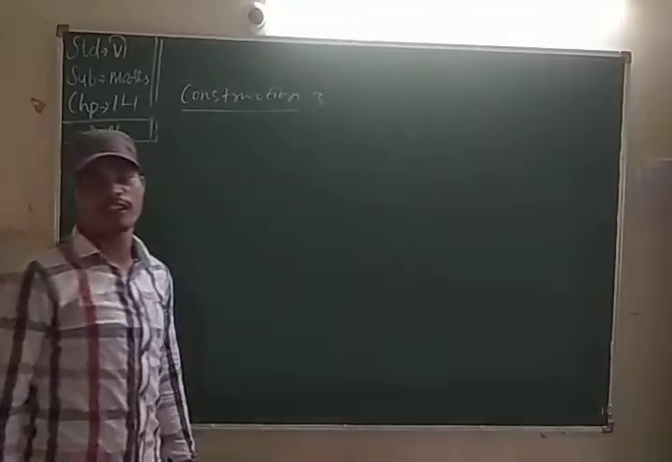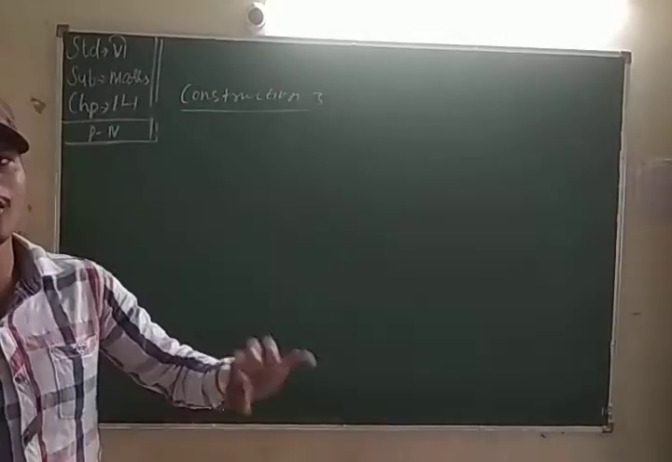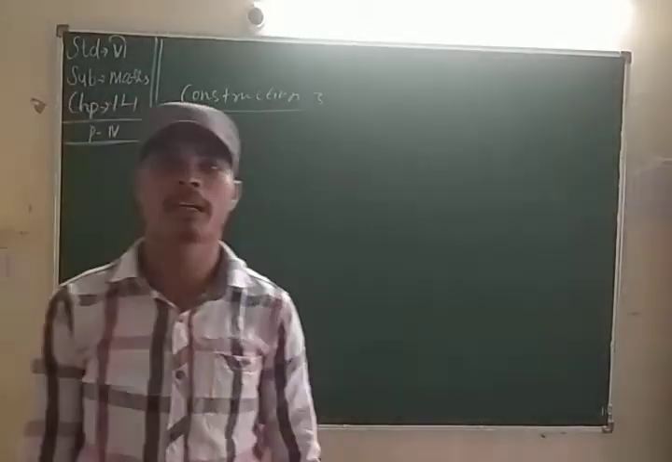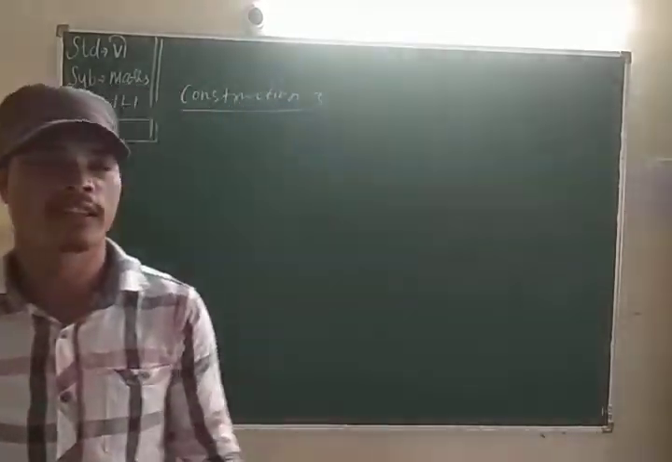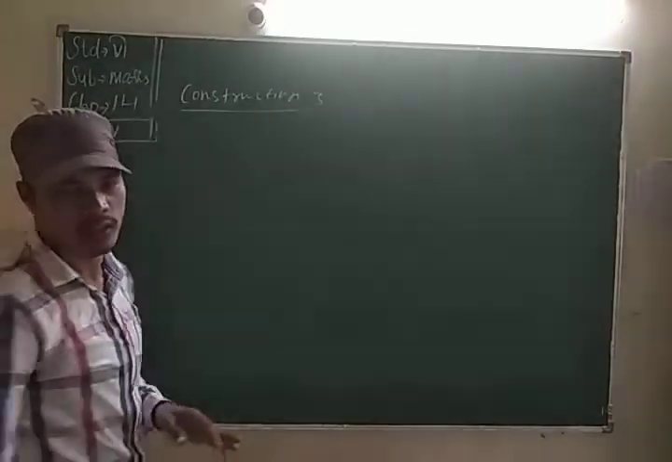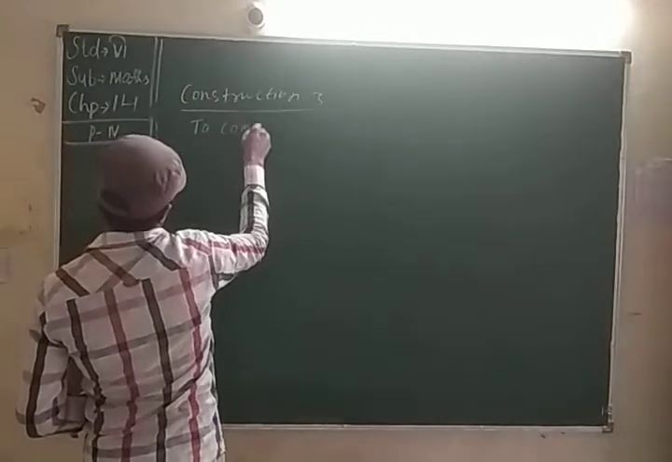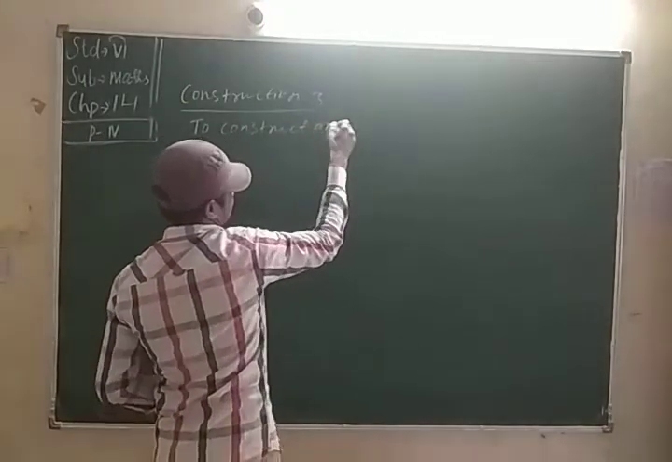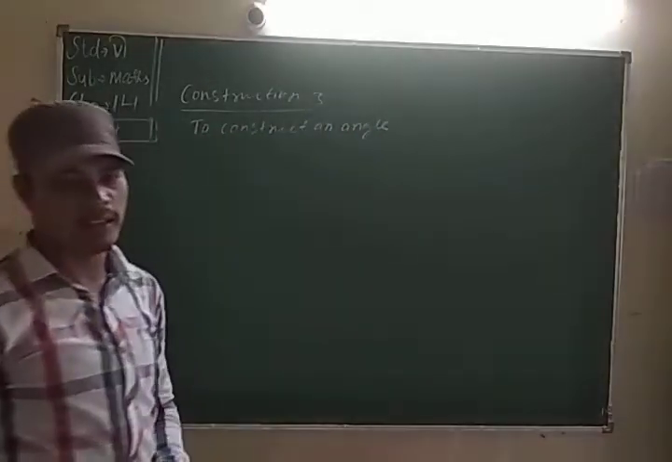What is construction 3? Construction 3 is the construction of different kinds of angles like 30, 60, 120, 75, 45, 15 degrees. All these, how can we construct using the compass and ruler, and learn. To construct an angle here.